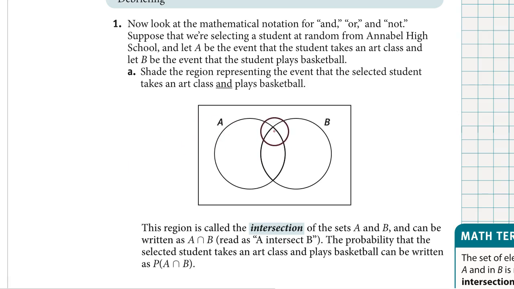The region where the two circles overlap is called the intersection of sets A and B. The symbol for intersection is this symbol here. Sort of looks like an upside down U. The probability that a selected student takes art class and plays basketball could be shown using P for probability, and then in parentheses showing the intersection of A and B. So this intersection symbol means the same thing as using the word and to combine criteria.